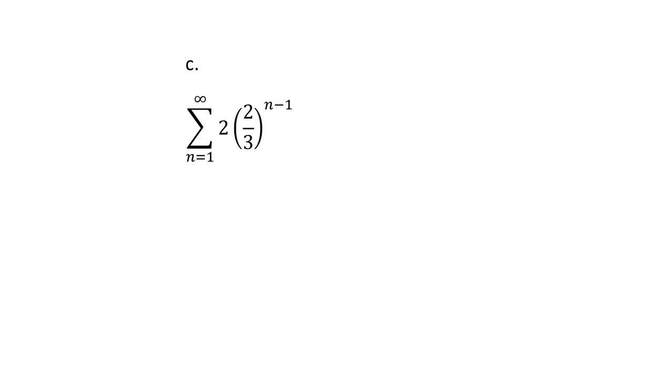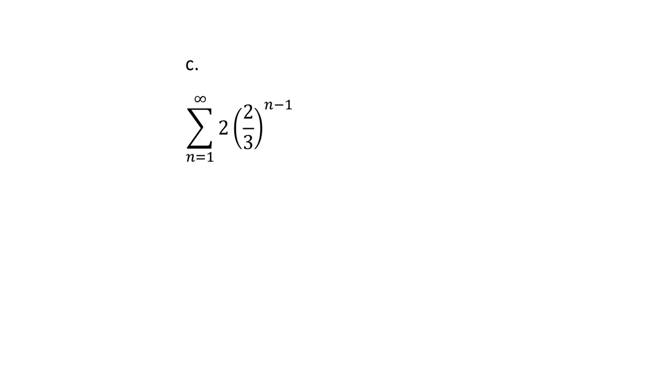Okay, part C. Remember, there are two things that have to be true in order for an infinite sum to be possible. Number one, it has to be a geometric series. This is, because this is an exponential function, so it's geometric. The second thing, it has to have a common ratio less than 1. So 2/3 is the common ratio.